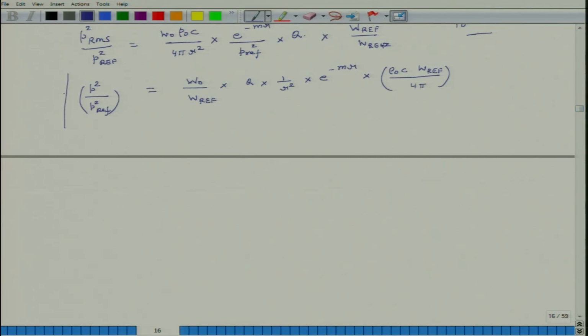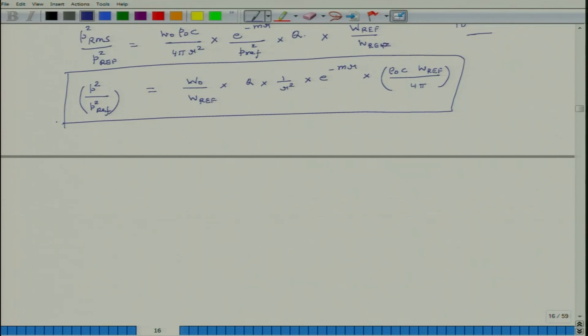So, this is an important equation. The next step I do is take log base 10 of both sides, and also multiply these logs by 10.